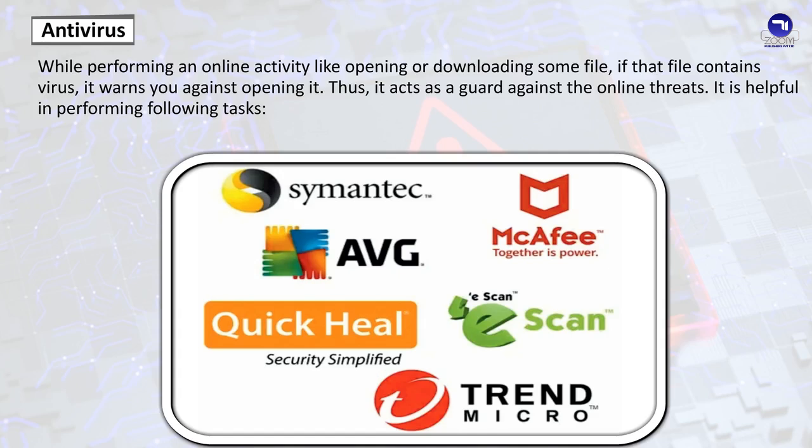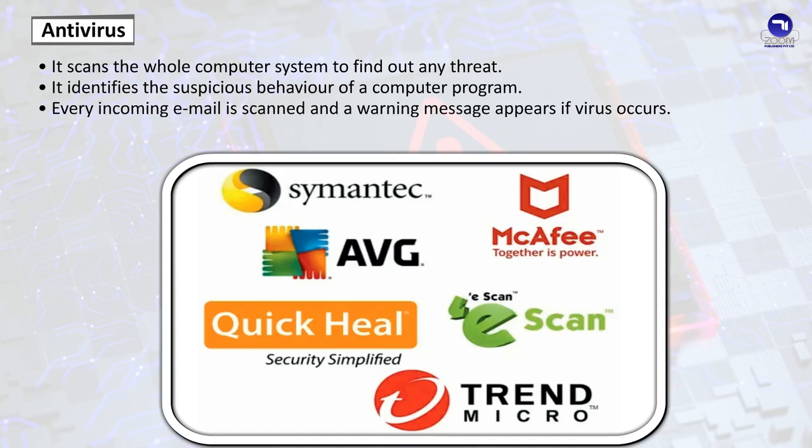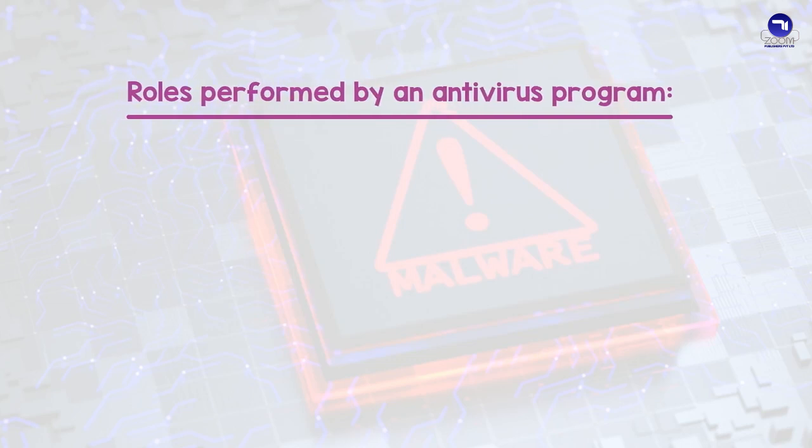It is helpful in performing the following tasks. It scans the whole computer system to find out any threat. It identifies the suspicious behavior of a computer program. Every incoming email is scanned and a warning message appears if a virus occurs. The virus is eliminated from the system automatically if it exists. Key point: no antivirus program is 100% effective.